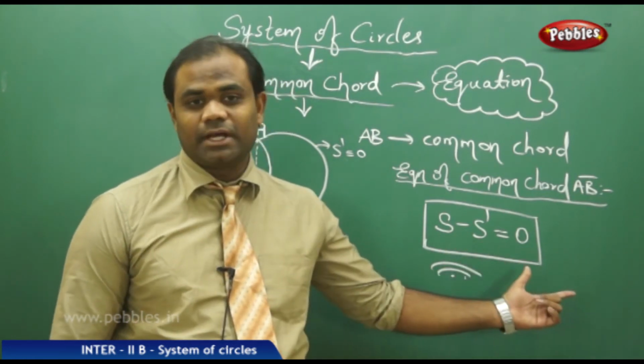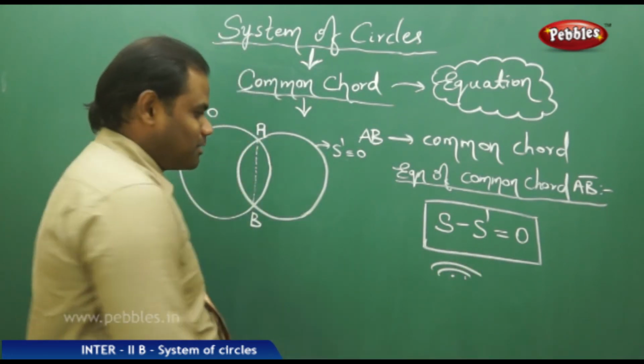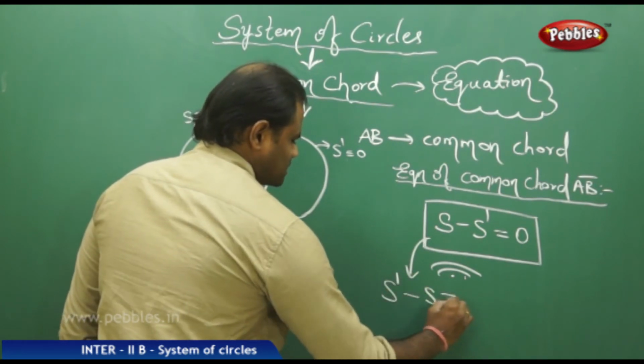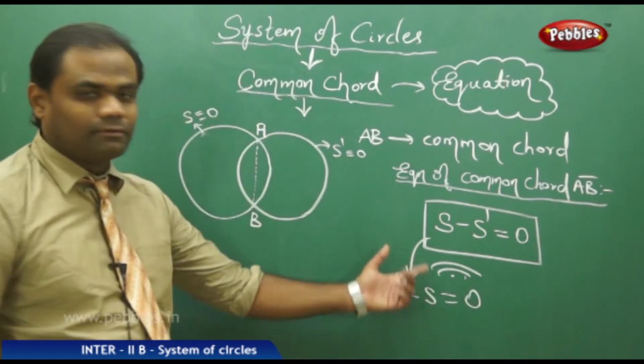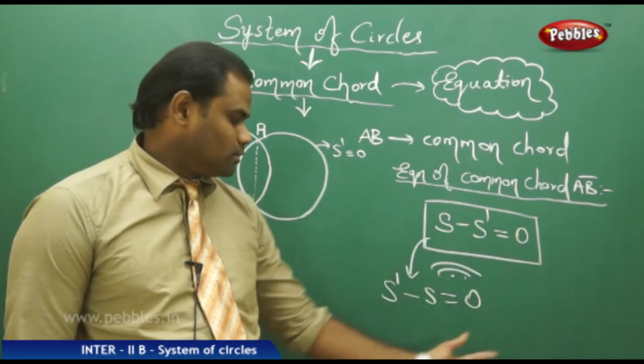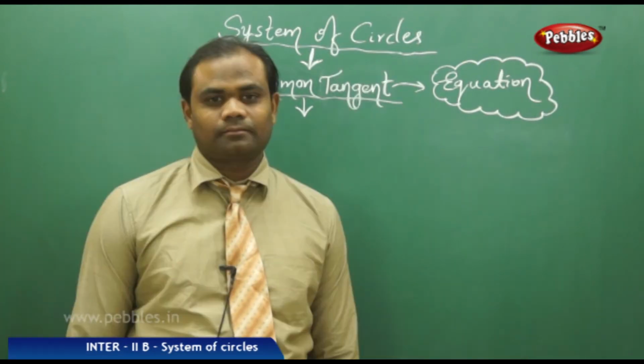S minus S dash equal to 0, or this can also be written as S dash minus S equal to 0. Both give the same equation of common chord: S minus S dash equal to 0 or S dash minus S equal to 0.